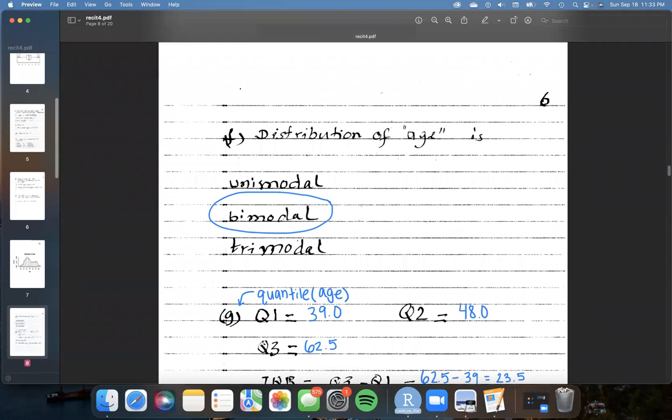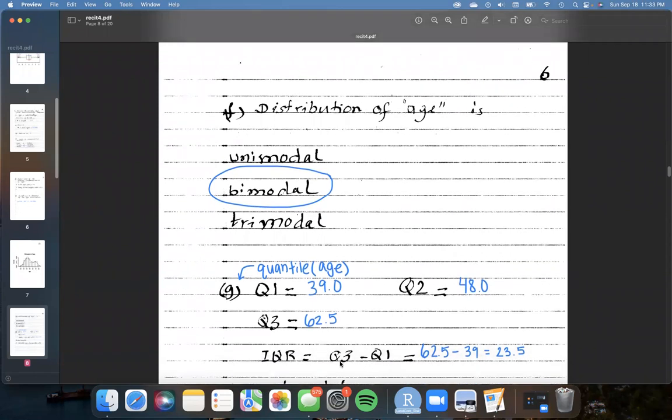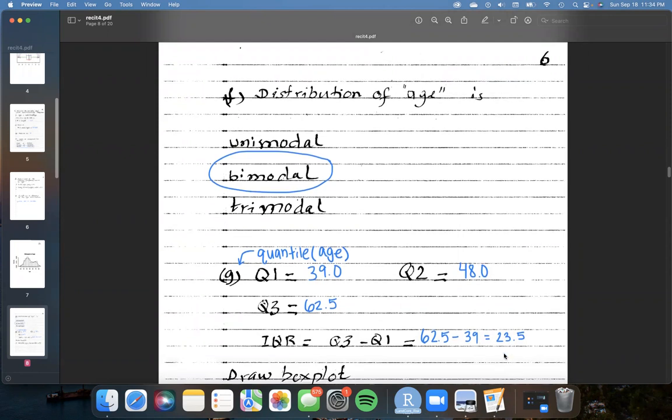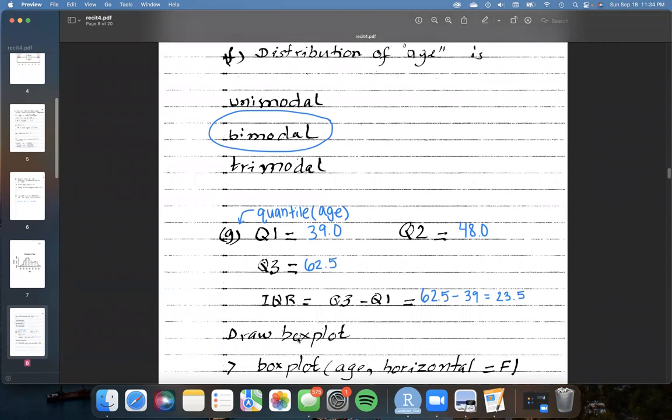And then our interquartile range is quartile 3 minus quartile 1, which would be 62.5 minus 39, and that would give us 23.5. And then next we have to draw a box plot.